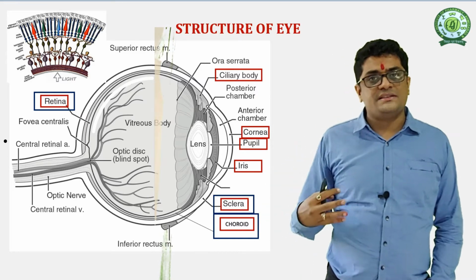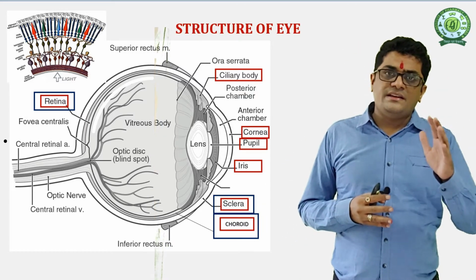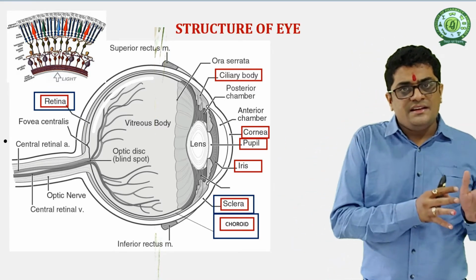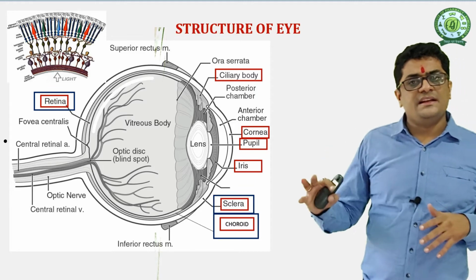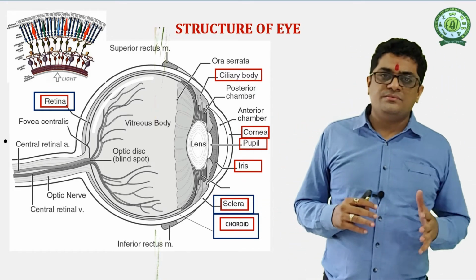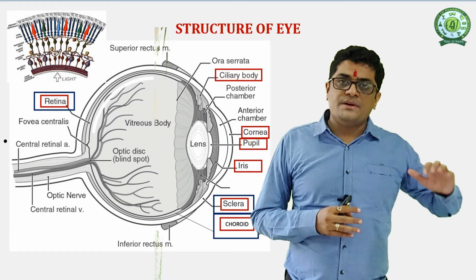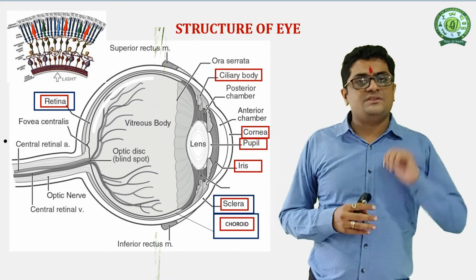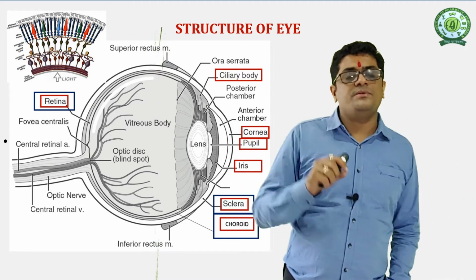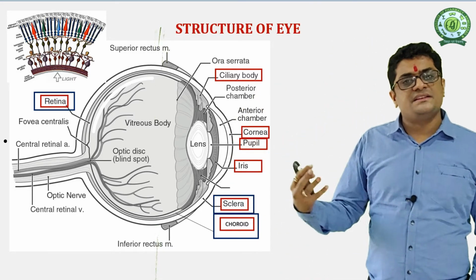Now, what is the difference between the rod cell and the cone cell? The rod cell is rod in shape, the cone cell is cone in shape. The rod cells are more in number, the cone cells are less in number. Rod cells are more sensitive, the cone cells are less sensitive. The rod cell always possesses rhodopsin, and this rhodopsin has opsin and retinal. This retinal is one of the precursors of vitamin A, and the cone cell possesses iodopsin.